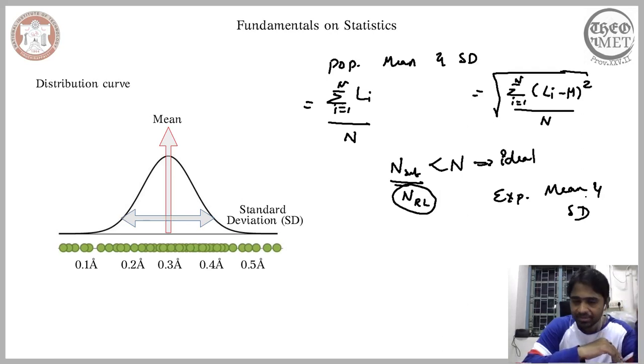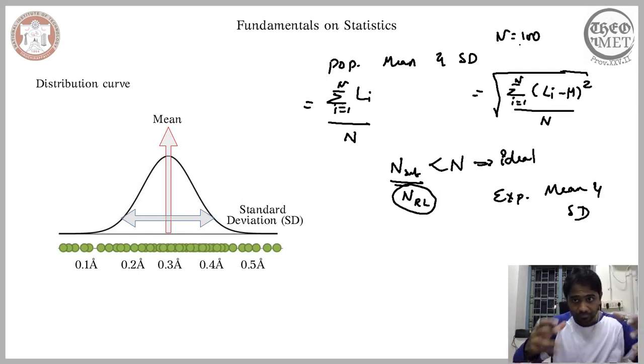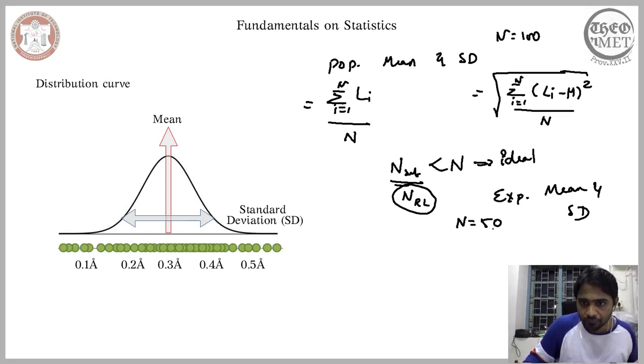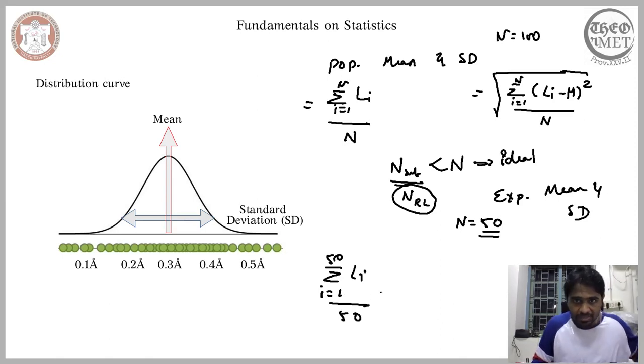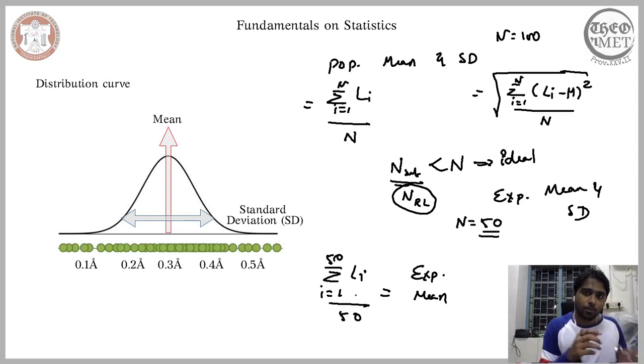Even in that case, say for instance in the ideal case we need a population size of 100 lattice parameters. Now supposing you have a population size of 50 lattice parameters, even in this case it is possible for us to sum up all the available lattice parameters, wherein i ranges from 1 to 50, and divide by 50, and this will give us a mean. This mean will not be referred to as the population mean, but it will be referred to as the expected mean. So when the mean is estimated from a population that is not ideal, in that case we refer to the mean that we estimate as the expected mean.